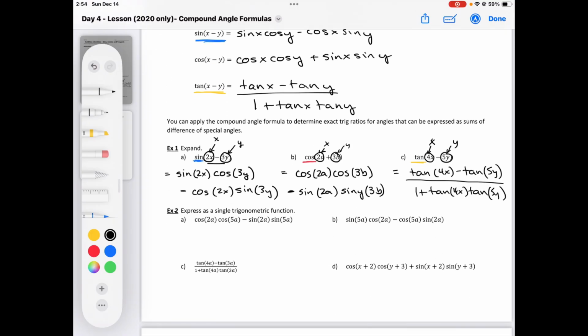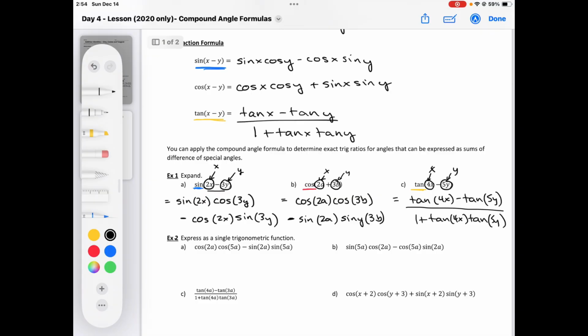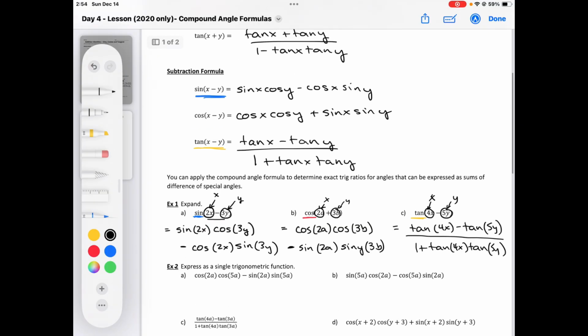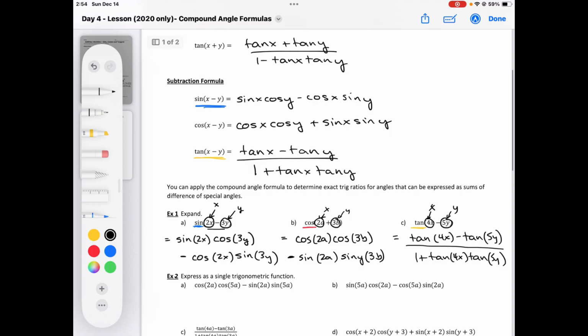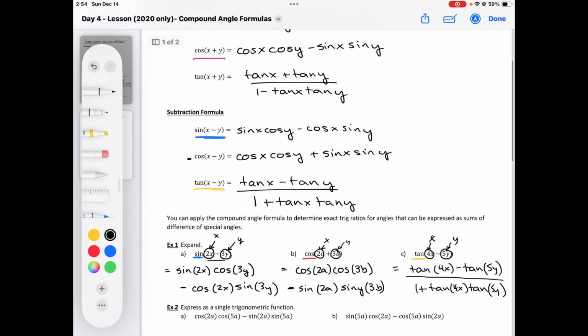The second example here is taking things from their expanded form back into their compound angle formula. So here I'm looking to see which right-hand side of my identities does this go with. I see 2 cosines and 2 sines. So I'm either looking at cosine of x minus y or cosine of x plus y. Since this one has a subtraction sign in the middle, I know that I'm looking at this one right here, the cos x plus y.